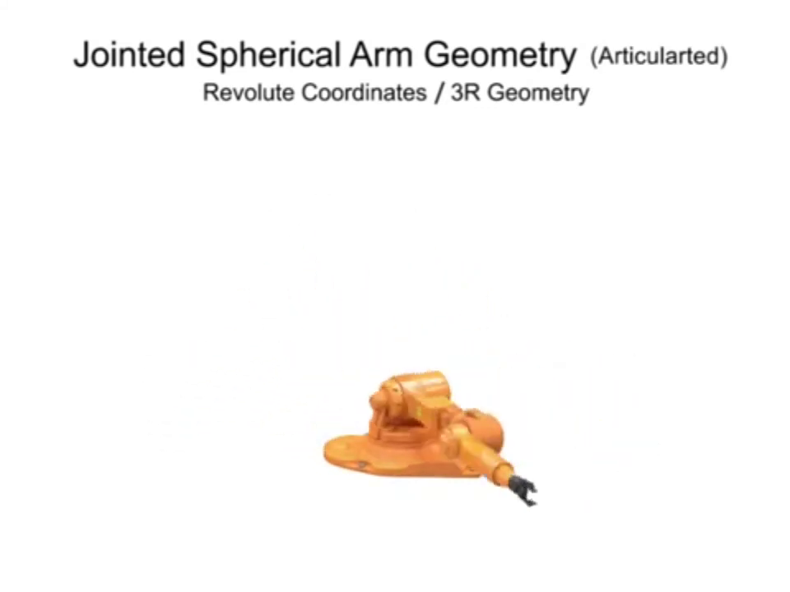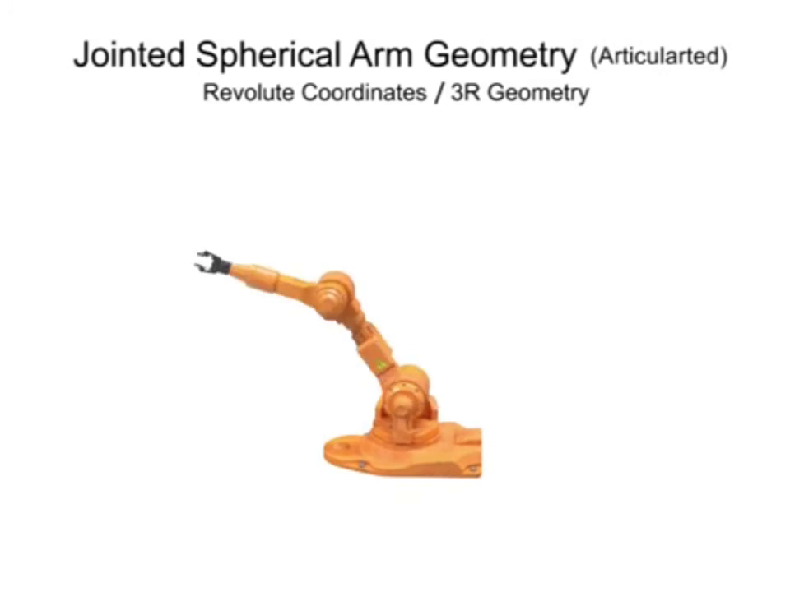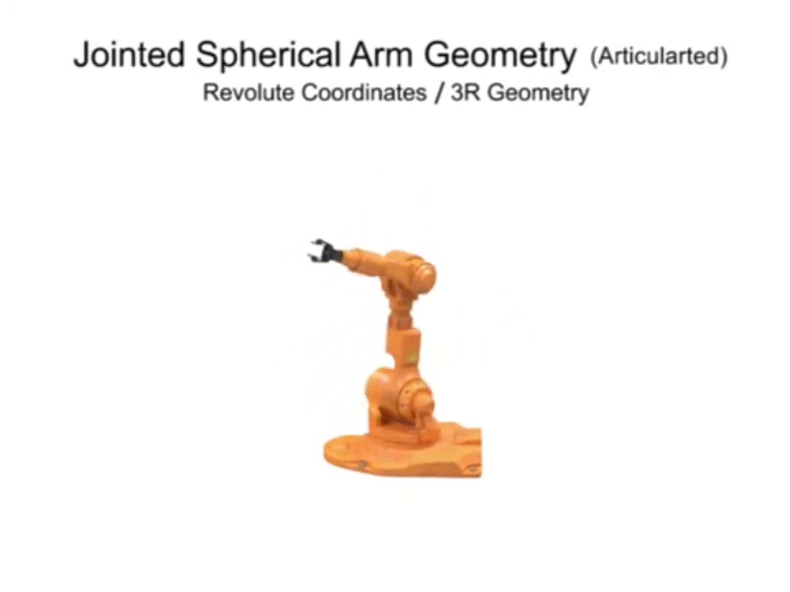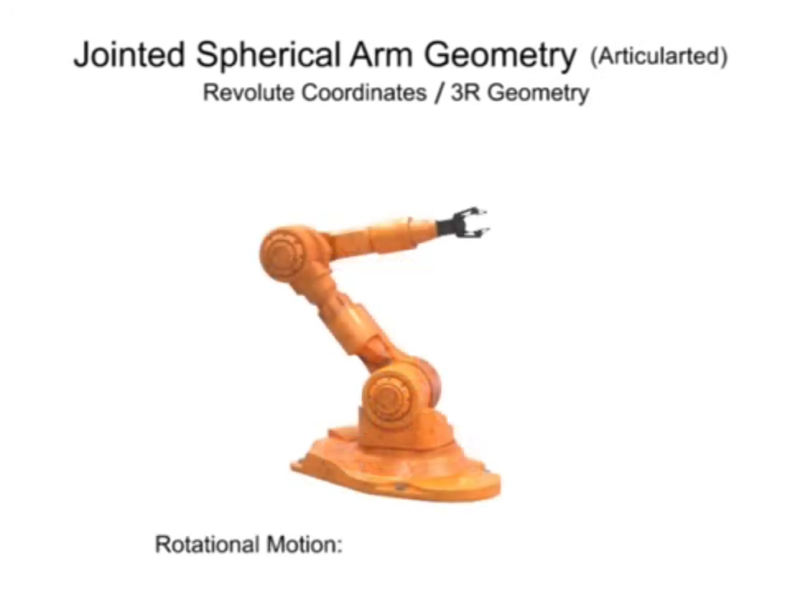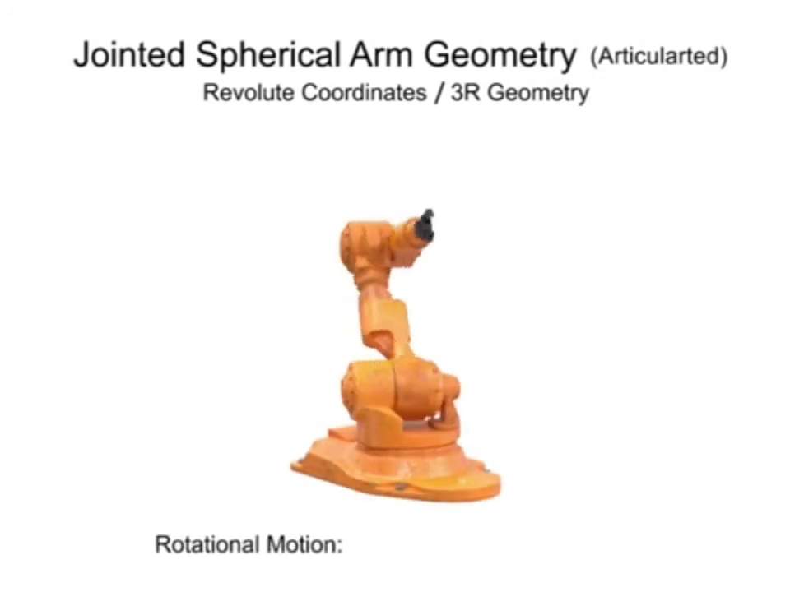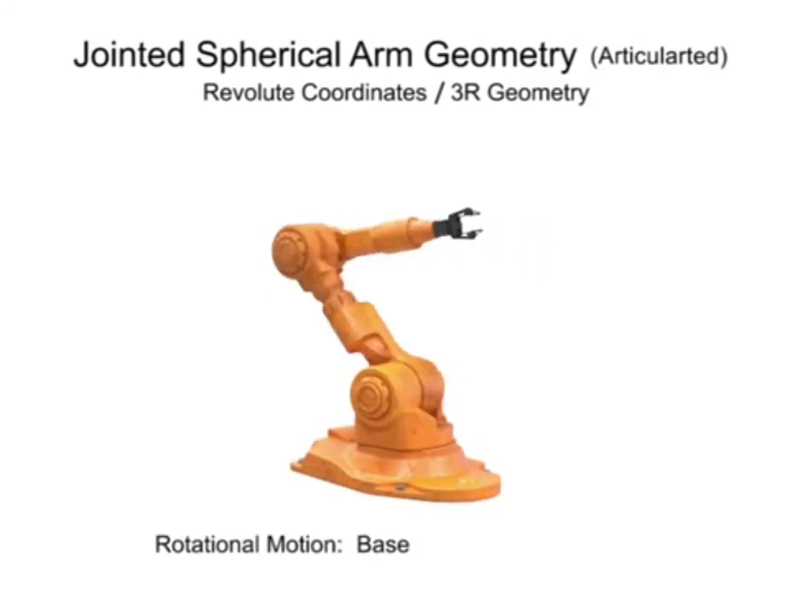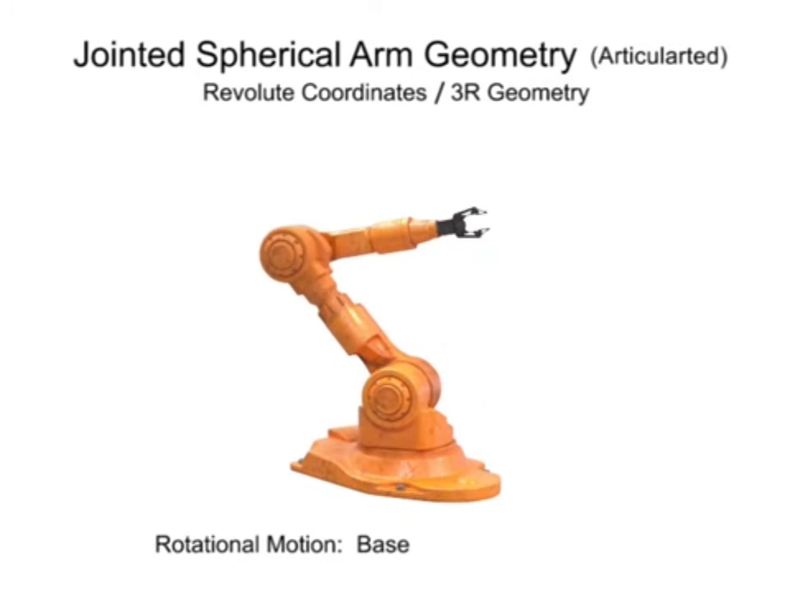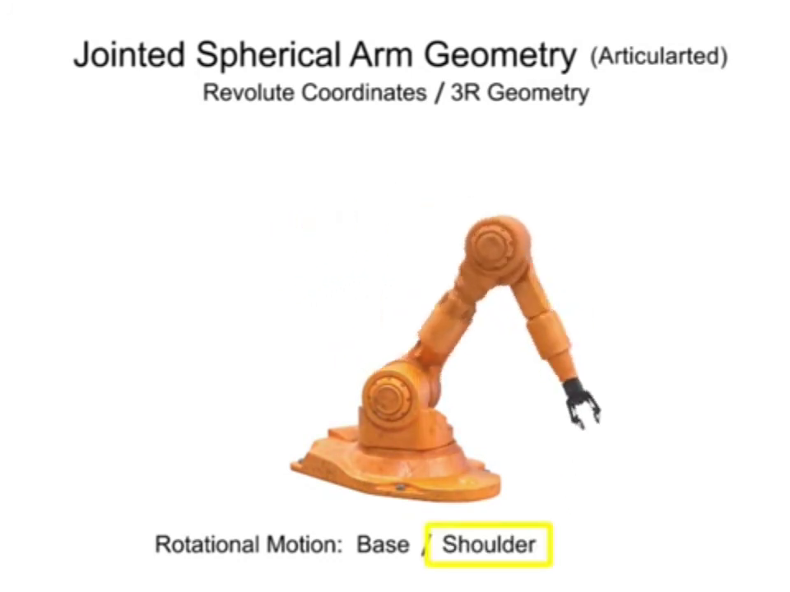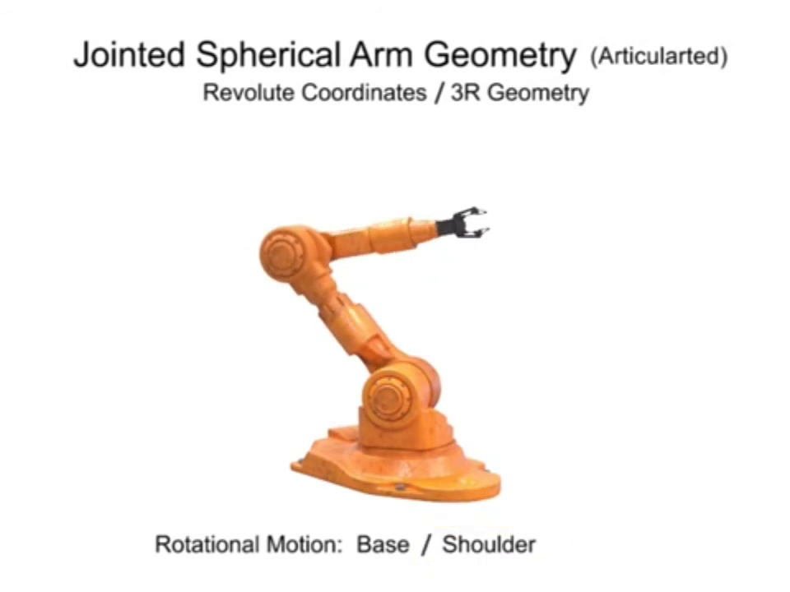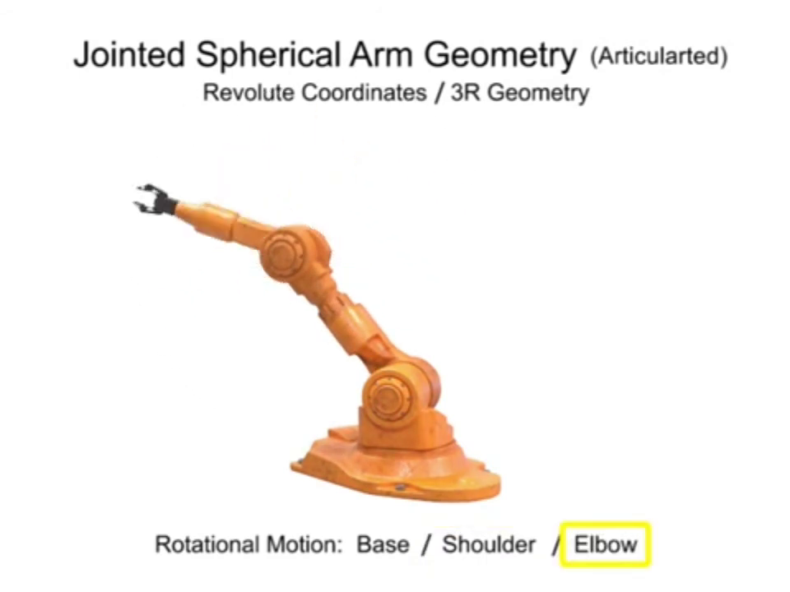Robotic arms with jointed spherical or articulated geometry rotate on at least three axes. Left and right movements are provided by rotation at the base. Horizontal movement is provided by rotation at the shoulder, and vertical movement is provided by rotation at the elbow.